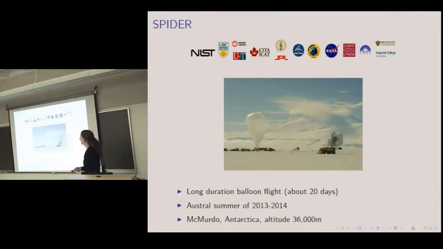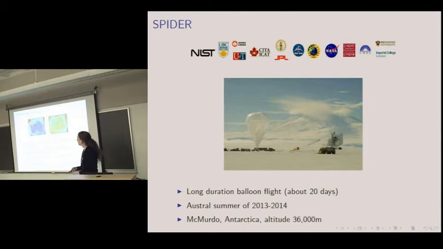So what is SPIDER? It's a long duration balloon flight, which will fly for about 20 days next November. These are all the institutions involved in fabricating detectors, making the gondola, and analysing data. And it will fly at an altitude of 36,000 meters from McMurdo on the coast of Antarctica.